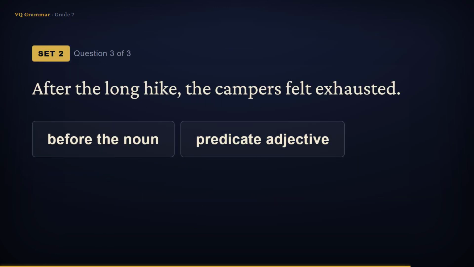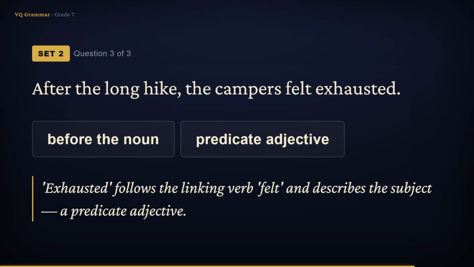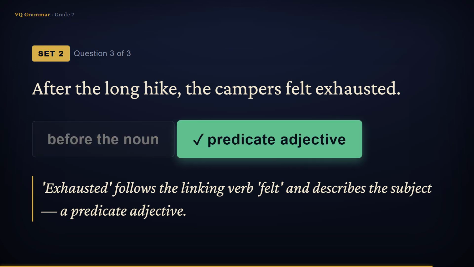After the long hike, the campers felt exhausted. Watch the word exhausted. It comes after the linking verb felt, describing the subject, the campers. How did they feel? Exhausted. Since it follows a linking verb and describes the subject, exhausted is a predicate adjective, so the answer is predicate adjective.